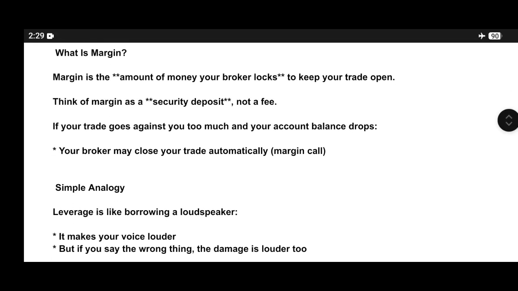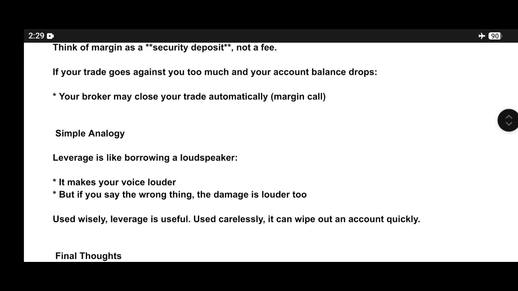Then, a simple analogy. Leverage is like borrowing a loudspeaker. It makes your voice louder, but if you say the wrong thing, it sounds louder too. So use leverage wisely. Used carelessly, it can wipe out an account quickly.